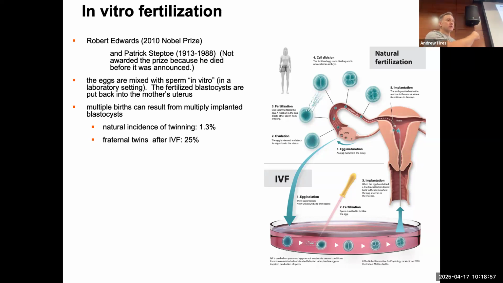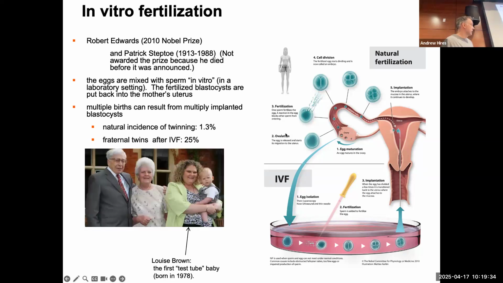So because of that, and because you're really hoping to get at least one, oftentimes you'll get two or more that implant. Okay, so in the case of twins, the natural incidence of twins is relatively low, about 1% in natural occurrence. But fraternal twins, that is twins that come from two different eggs, are actually relatively high in in vitro fertilization, just because the process tries to maximize the odds of at least one child developing. Okay. Any questions on that?